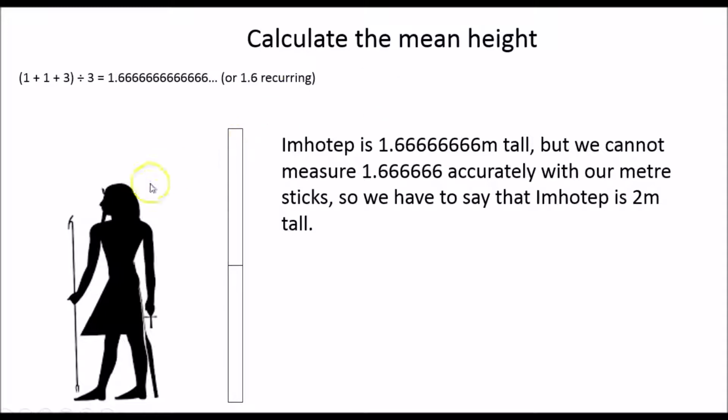So imagine we took something that's 1.6 recurring meters tall, like Imhotep, and then we measured them with our meter stick, okay? If we measure Imhotep with our meter stick, he's 1.6 meters tall. But our meter stick can't tell that he's 1.6 meters tall. Our meter sticks can only tell that he's taller than a meter and he is closer to 2 meters than he is to 1 meter. So according to our meter sticks, we have to say that Imhotep is 2 meters tall, which is why we can only give the answer to 1 significant figure.